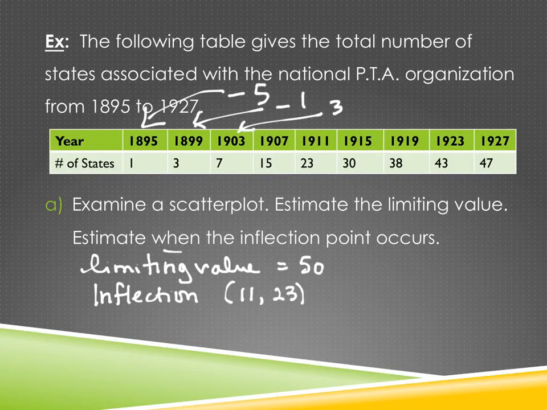1911. So it says estimate when. This would be the year 1911. If you aligned it differently, yours might actually have a different X value, but it would still be the year 1911. Okay. Estimate when the inflection point occurs.